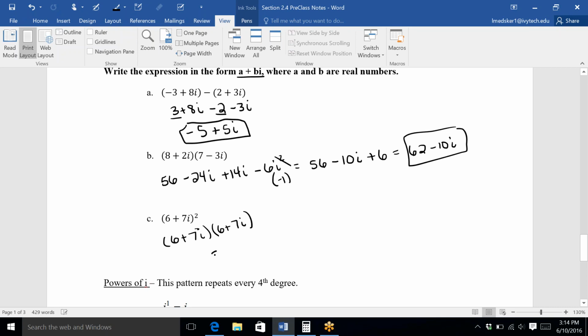So 6 times 6 is 36. 6 times 7i would be 42i. 7i times 6 would be another 42i. And 7i times 7i is positive 49i squared, but i squared is negative 1, so that actually makes this overall thing a negative 49. So 36 minus 49 would be negative 13, and then plus 84i.